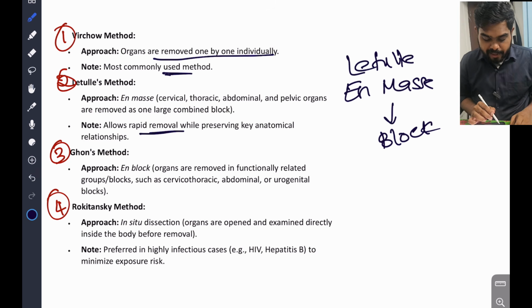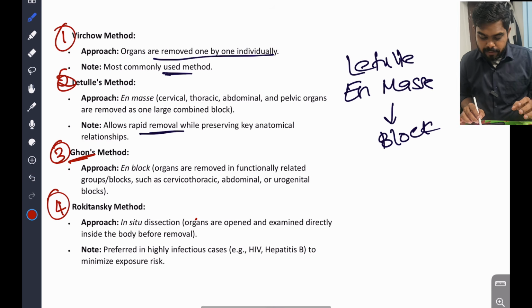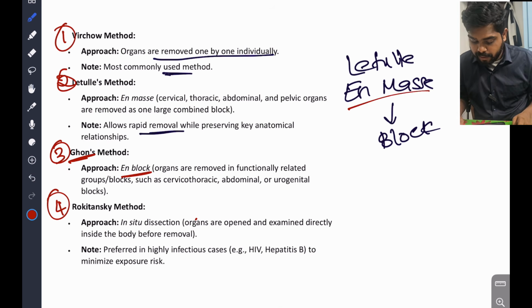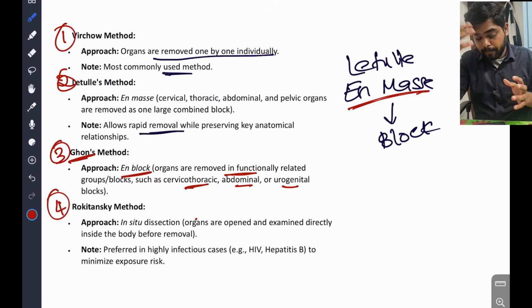Okay, clear. And next one is Ghon's method. This is en bloc. Ghon's method is en bloc, Letulle is en masse. Organs are removed in functionally related groups, such as cervicothoracic, abdominal and urogenital blocks. Here also it is en bloc. En masse is huge in Letulle, while here in Ghon's there is a small block of related organs. That is also important.